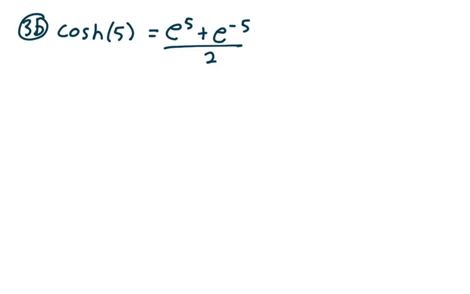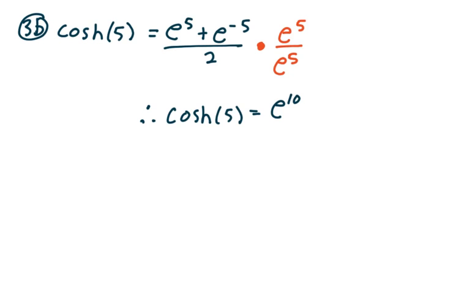3b. Cosh of 5 is e to the 5 plus e to the negative 5 divided by 2. And again, I'm going to multiply numerator and denominator by e to the 5. And when that happens, I get cosh of 5 is the same as e to the 10th plus 1 divided by 2e to the 5th.